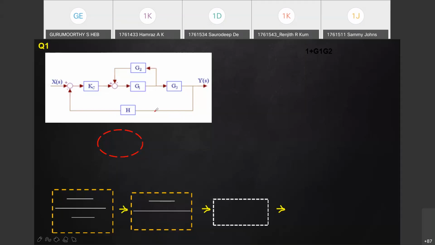As I said, from now onwards, don't worry about the value of Kc, the value of G2, the value of G1. Definitely they have some values depending upon the system for which this block diagram is prepared. Now our aim is to see how all these blocks can be reduced to a single block like this here.